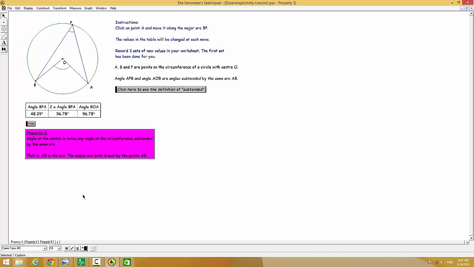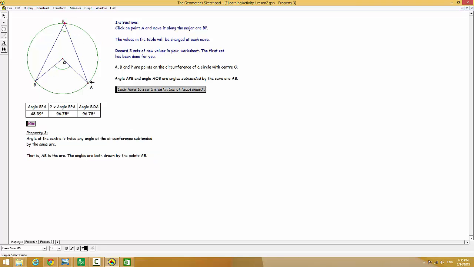So this is the property. Angle at the center is always twice any angle at the circumference. Now let's try to see different ways of seeing this. If I move my APB like this, notice that the angle at the center will always be twice the angle at the circumference. And there are different ways of looking at this.